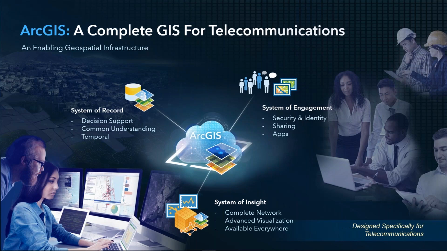ArcGIS includes an incredible system of insight that you see there at the bottom. Insight capabilities that help to better understand that data from the system of record and understand what it means using state-of-the-art tools like data science and other forms of both traditional and spatial analysis. That helps you find patterns and trends that really are impossible to spot otherwise and can help you optimize almost anything.